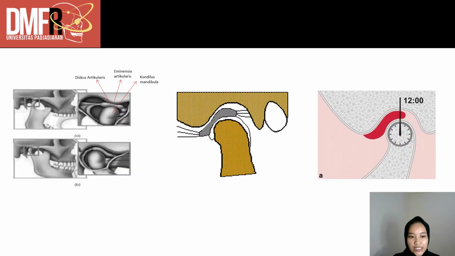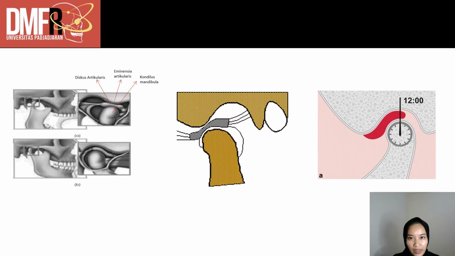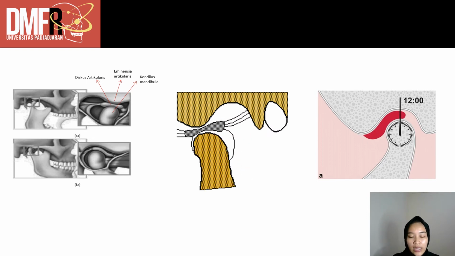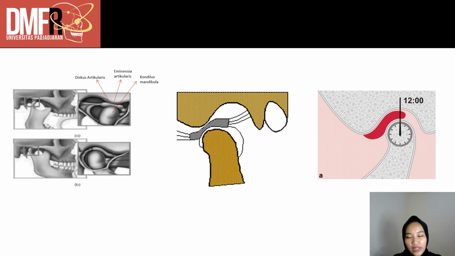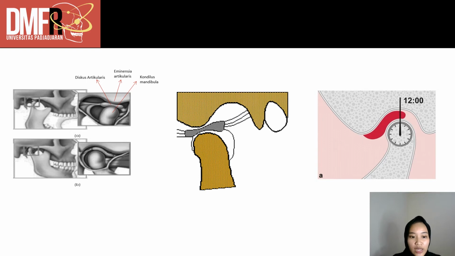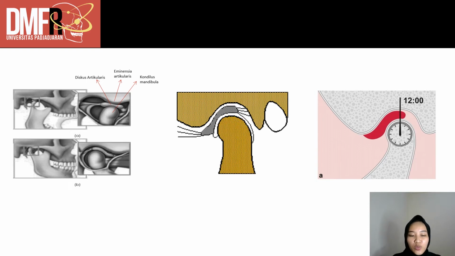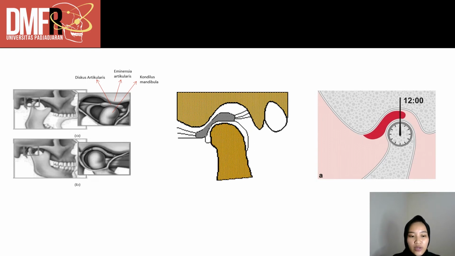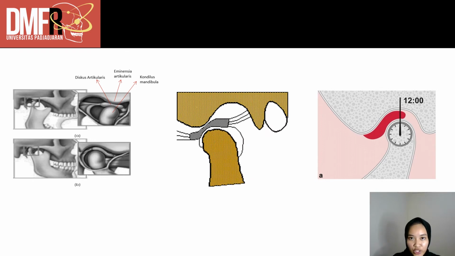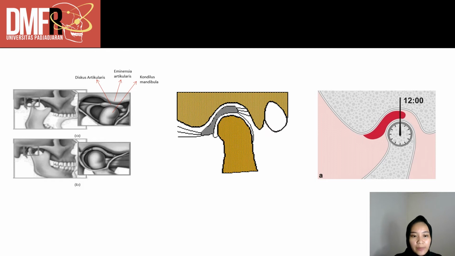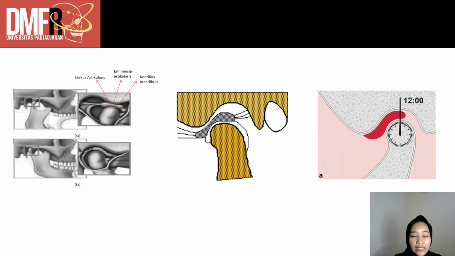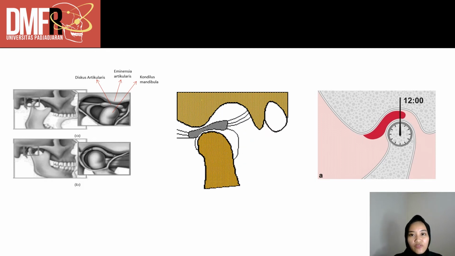The TMJ is formed by the condyle of the mandible and the temporal bone, namely the mandibular fossa. In the center of these bones is the articular disc, a fibrous connective tissue devoid of nerves and blood vessels, with the posterior part being connective tissue. In the closed mouth position, the posterior disc is located at 12 o'clock to the head of the condyle.